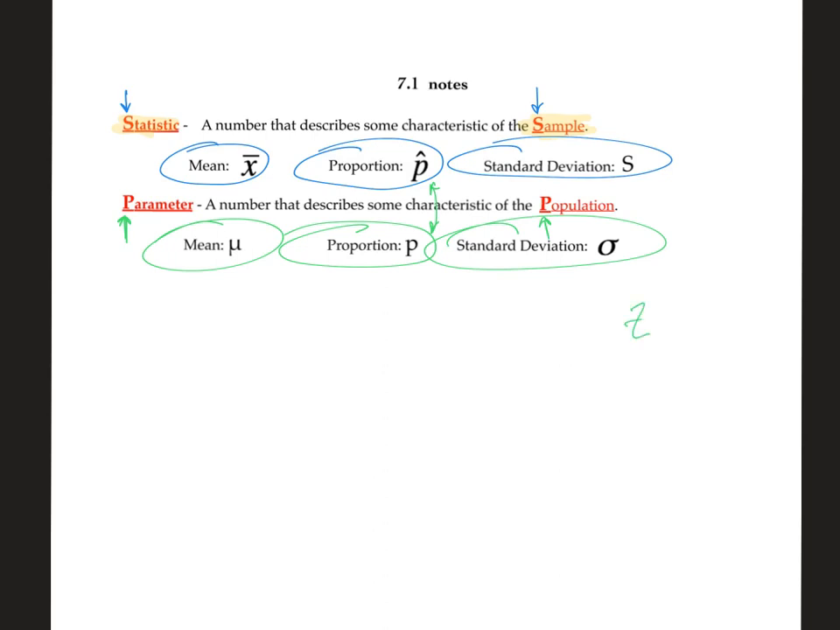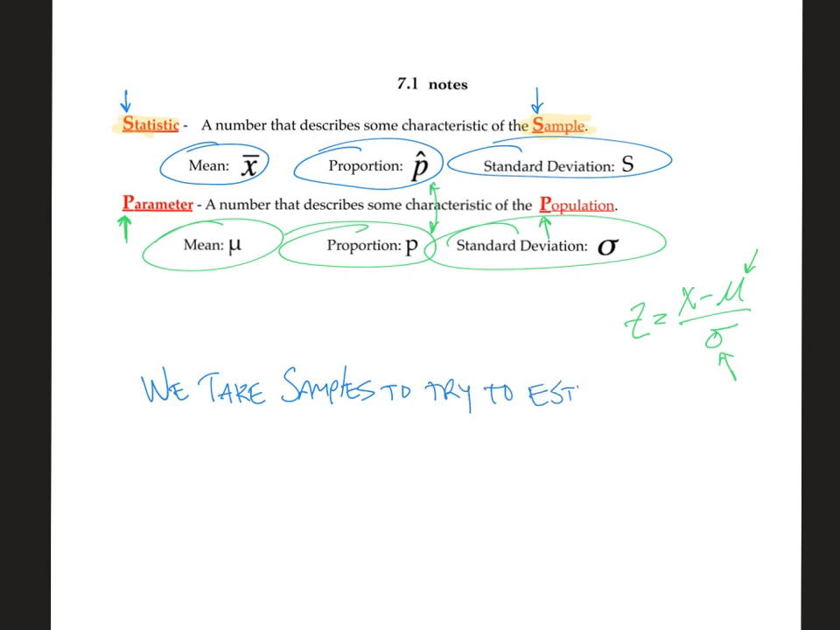Population standard deviation, that's our little sigma. When we've done z-scores, we've needed to know the population mean and the population standard deviation. The problem is, in real life, we don't always know those two things. That's the whole point of sampling. We take a sample or several samples to try to estimate the population. We might be trying to estimate the population mean, or the population proportion.